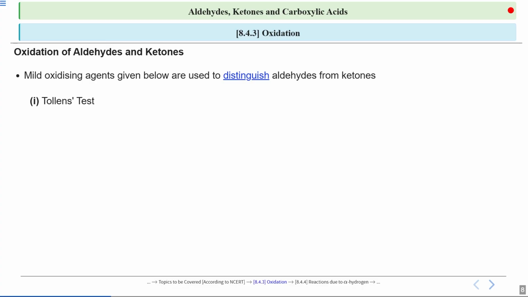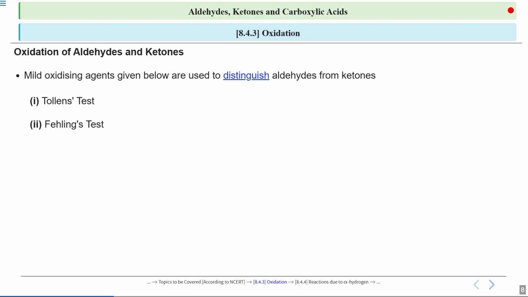Tollens test uses a special reagent that reacts with aldehydes to produce a silver mirror on the inside of the test tube. When this reagent reacts with an aldehyde, it produces a silver mirror inside the test tube, and this silver mirror is a clear indication of the presence of an aldehyde group. The next test we will discuss is Fehling's test.